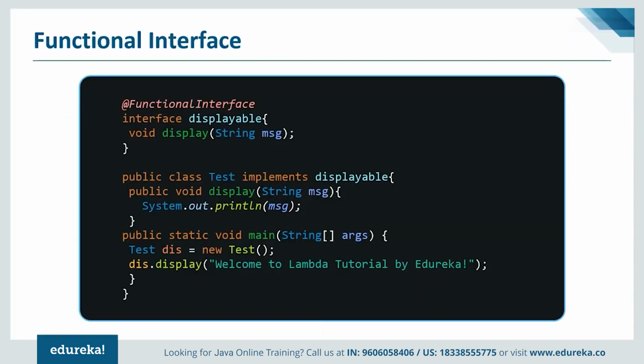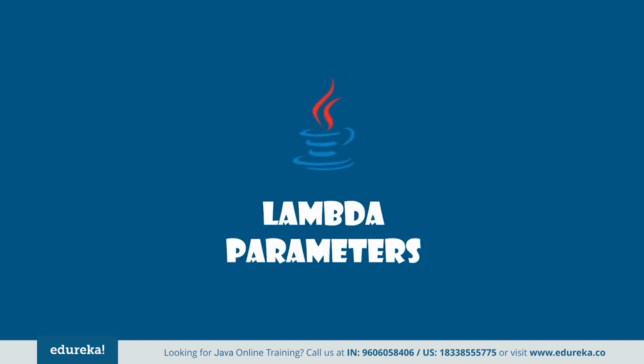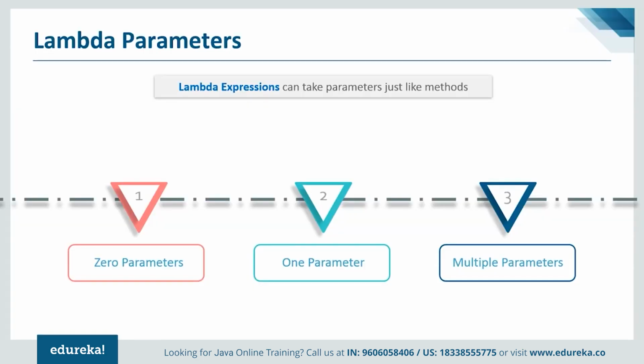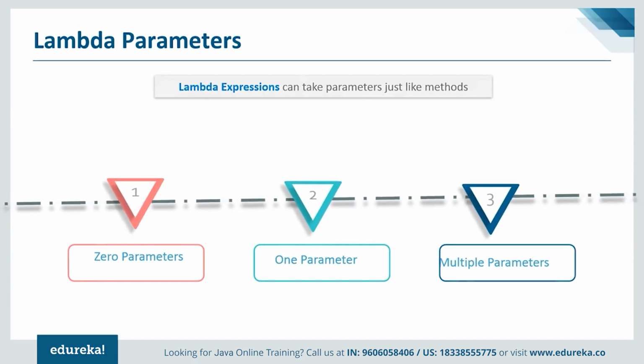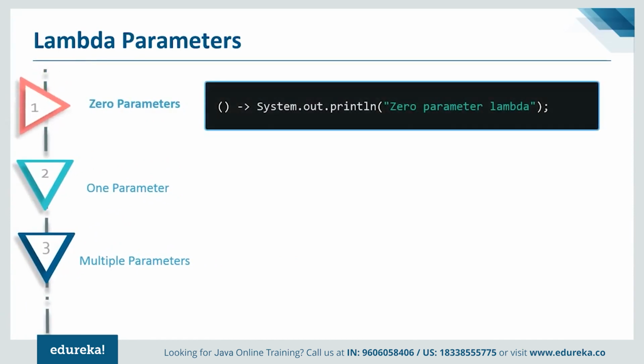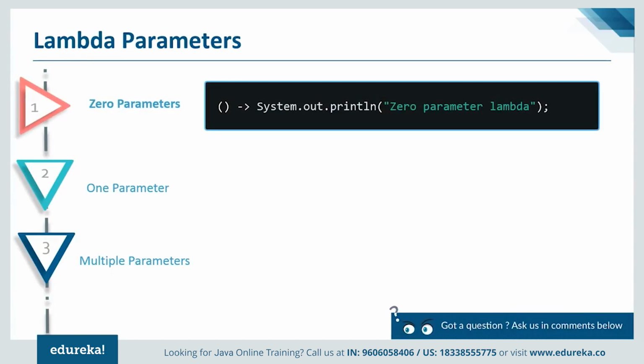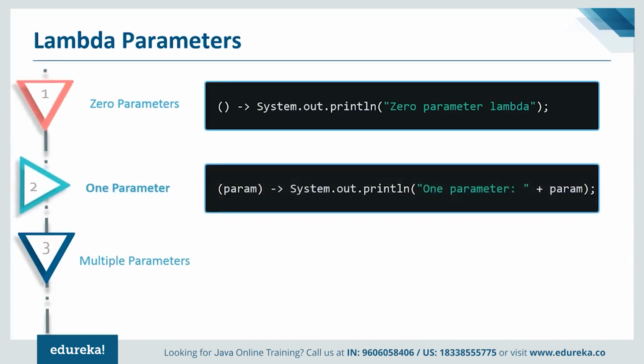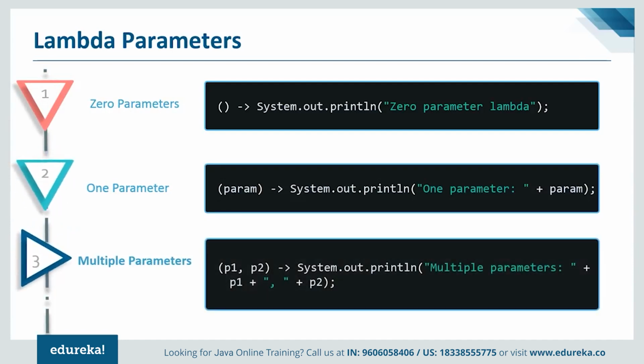Once we know what a functional interface is and how to write a Lambda expression, a Lambda expression can take no parameter, that's zero parameters, the way a method can. It can take one parameter, and it can take multiple parameters. With zero parameters, you don't pass any parameters, and in the parentheses we don't pass anything. The other way around, we can have one single parameter, for example param, or multiple params, for example P1 and P2.